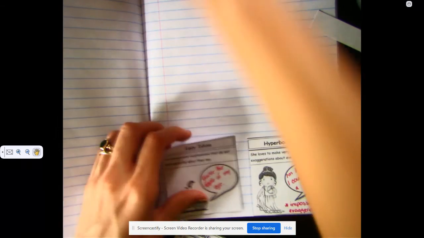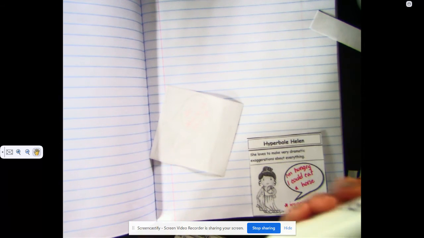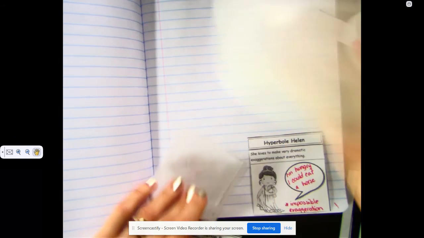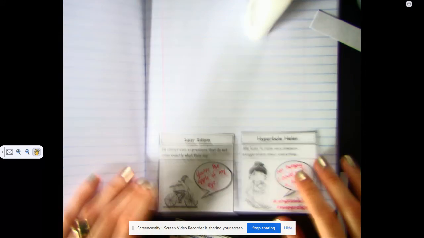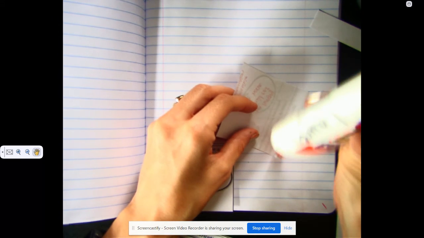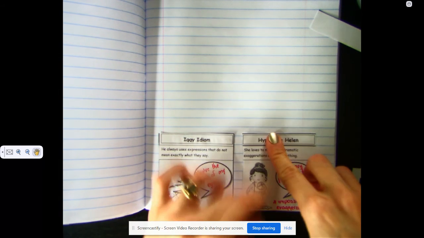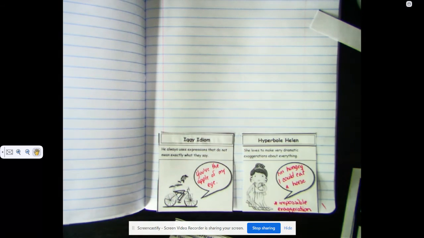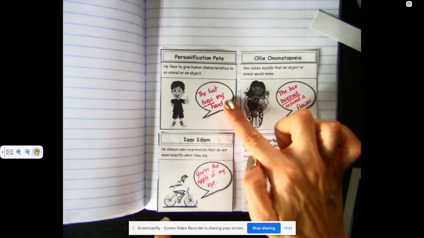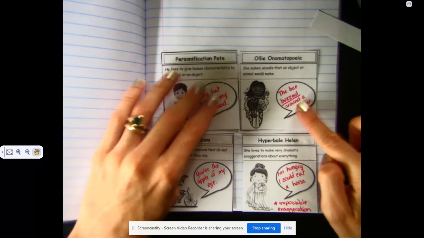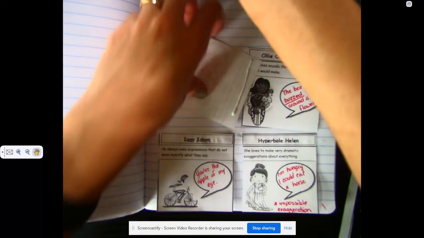Your two bottom ones will be Iggy Idiom and Hyperbole Helen. Just make sure that's all the way to the bottom. Your next two are going to be Personification and Onomatopoeia, and again, you want these to be scooted all the way down so that they're touching these right here, so that we make sure we have enough space. Just that one strip on top.